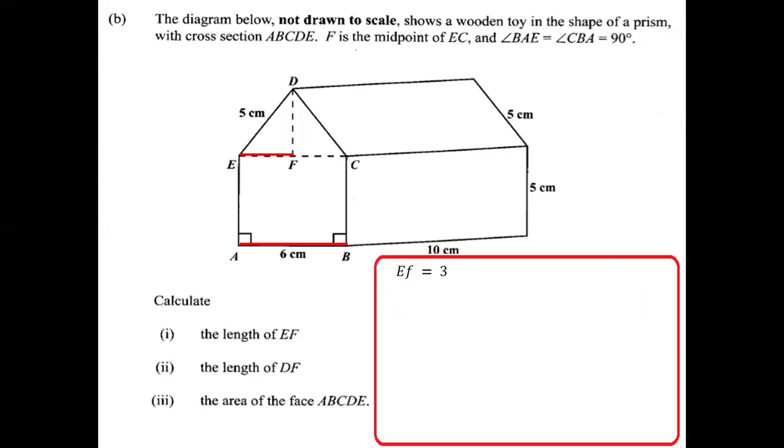Part 2, DF, which is this length here, is what they're asking us to find out. Now we know that C is 3. So to find DF, since it's a part of a right angle triangle, we have to apply the Pythagoras theorem. Now, it so happens that DF is one of the shorter lengths.